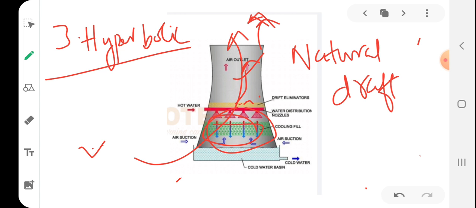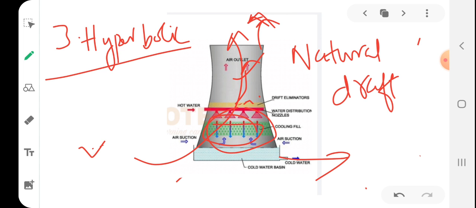So what happens during that movement? The water will be sprayed over the air so that evaporation takes place and it will get cooled, and this cold water is fed into the condenser.